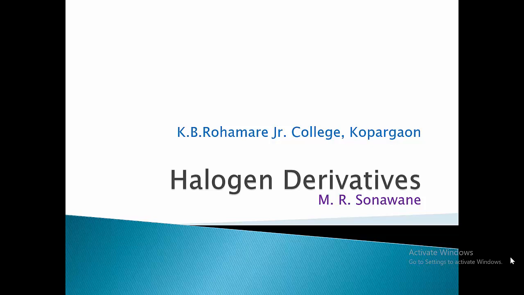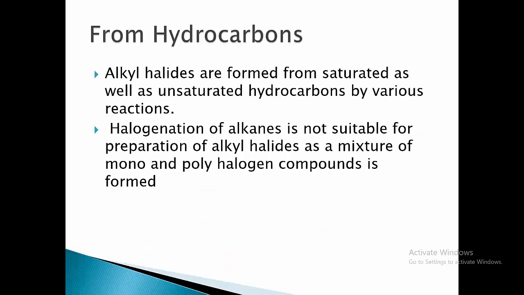From alcohols we can prepare halogen derivatives by using hydrogen halides, that is HCl, HBr or HI, then by using phosphorus trihalides or phosphorus pentahalides, or by using thionyl chloride. Now we are going to start the next method for the preparation of halogen derivatives, which is from hydrocarbons.